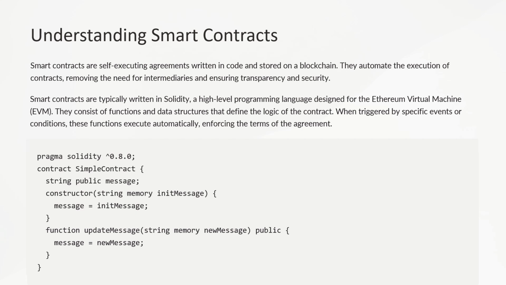Let us now look into a sample smart contract given below. This contract allows initialization of a message through the constructor and provides a function to update this message. It's a straightforward example demonstrating how variables and functions are defined within a Solidity smart contract.